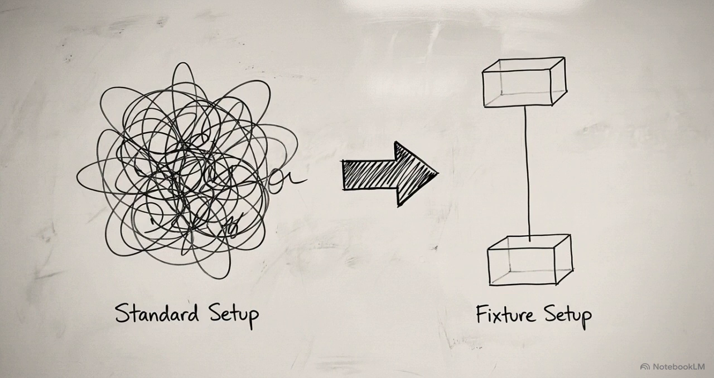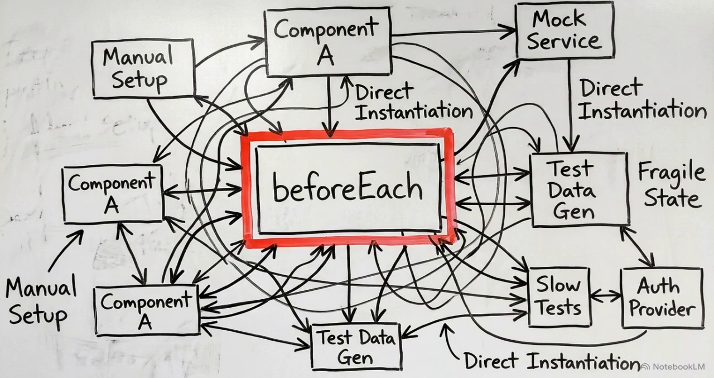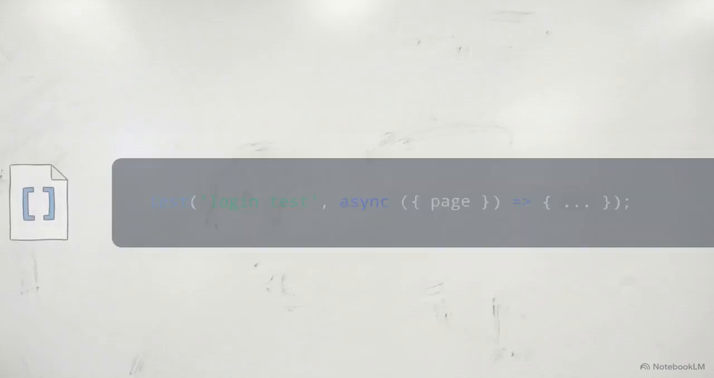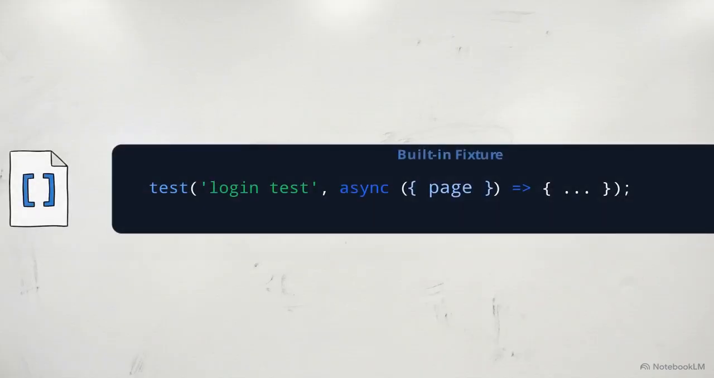This code comparison shows two ways to handle the same test setup. On the left, the test is buried under manual class instantiations and setup hooks. On the right, all that complexity is handled by passing a single to-do page argument. You're already using this pattern every time you call the built-in page argument.